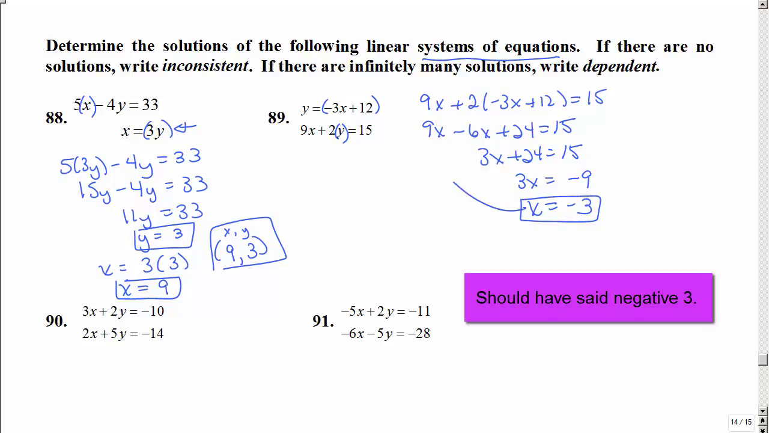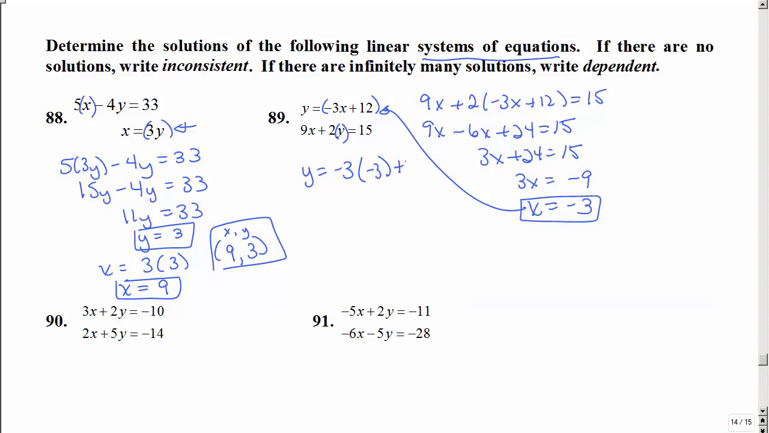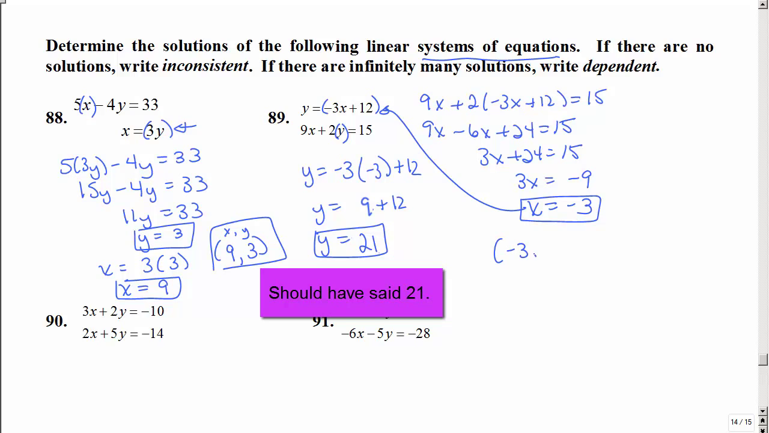Don't stop. Come back to where you started. So y equals -3. What is x? And I get y is equal to 3. So x is -3, y is +3. Again, writing your answer as an ordered pair.